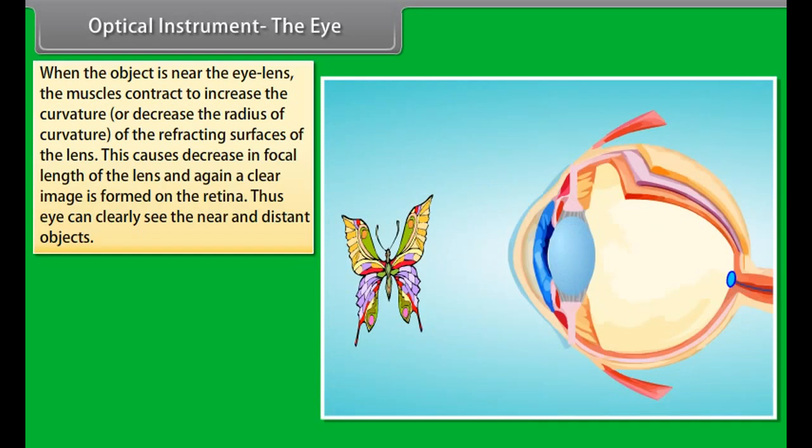When the object is near the eye, the muscles contract to increase the curvature or decrease the radius of curvature of the refracting surfaces of the lens. This causes a decrease in the focal length of the lens and again a clear image is formed on the retina. Thus the eye can clearly see the near and distant objects.